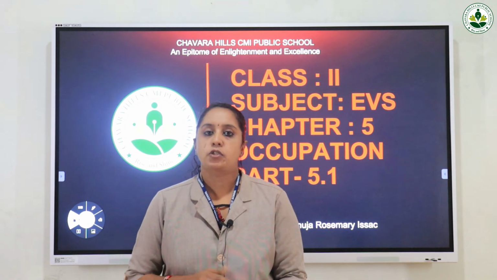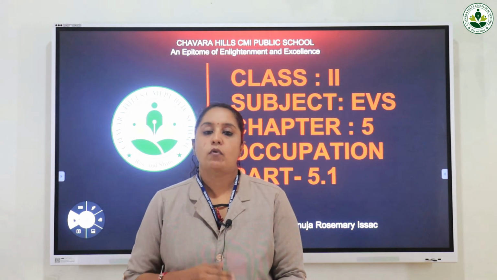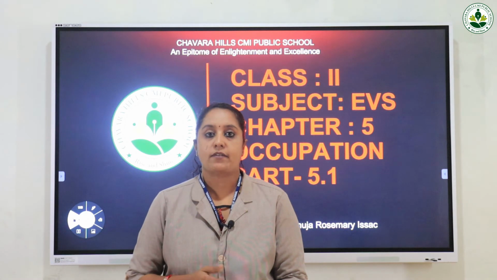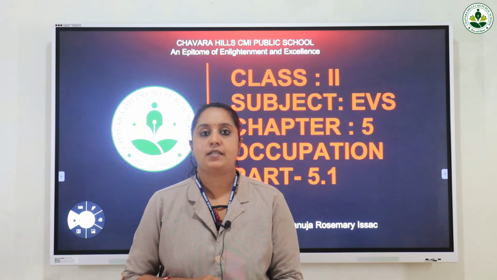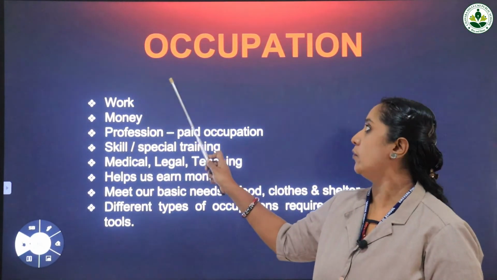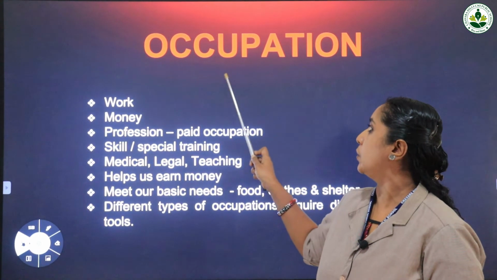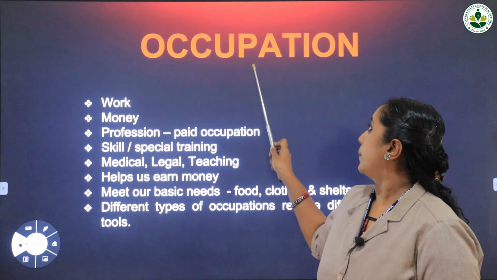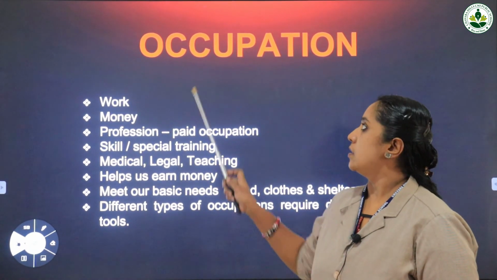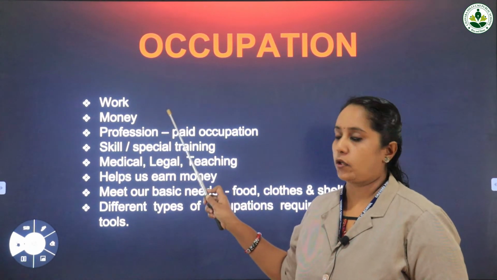So why do we do a job? We do a job to earn money. And what is the money used for? Money is used for buying the things that we need. So we need to meet our needs. So let us see the slide. So occupation, you have to learn the spelling of occupation. O-C-C-U-P-A-T-I-O-N, occupation. So occupation means some kind of job.